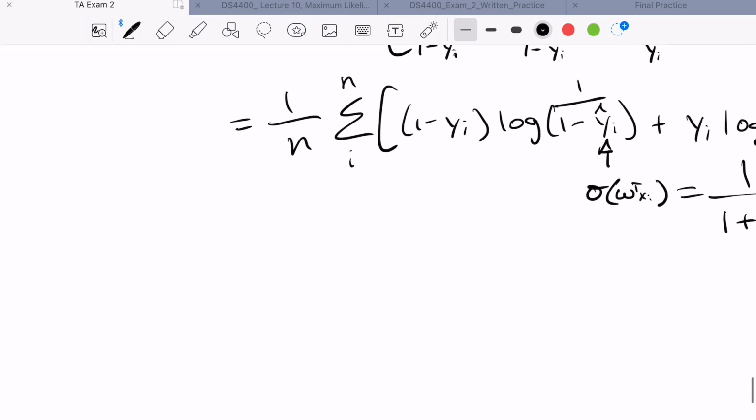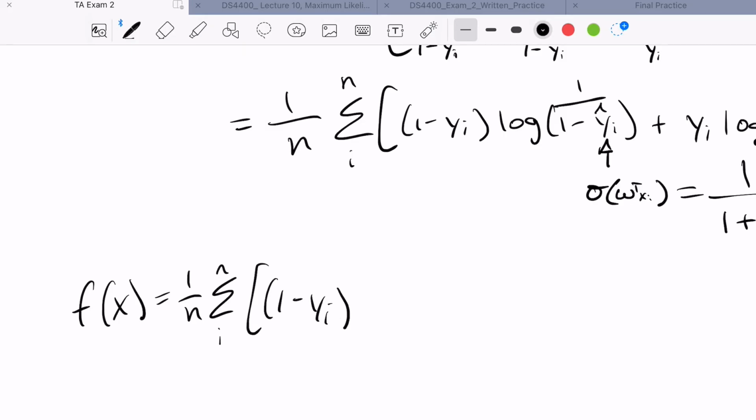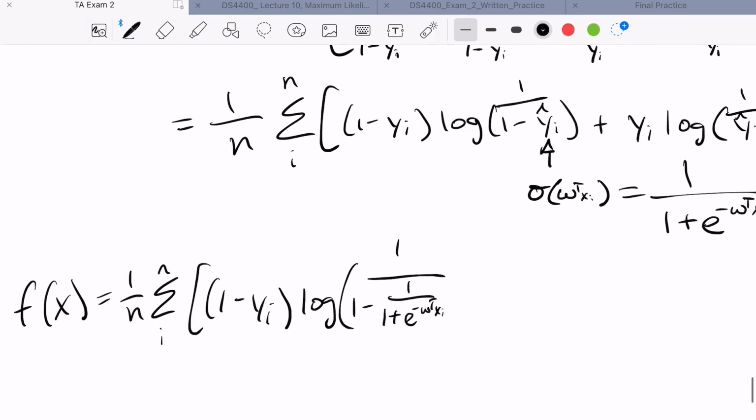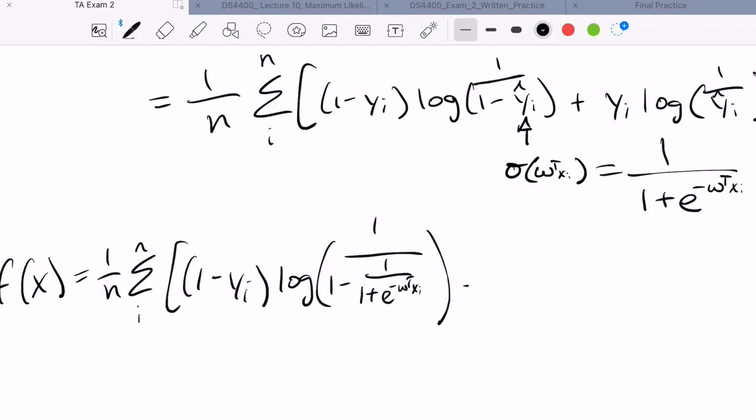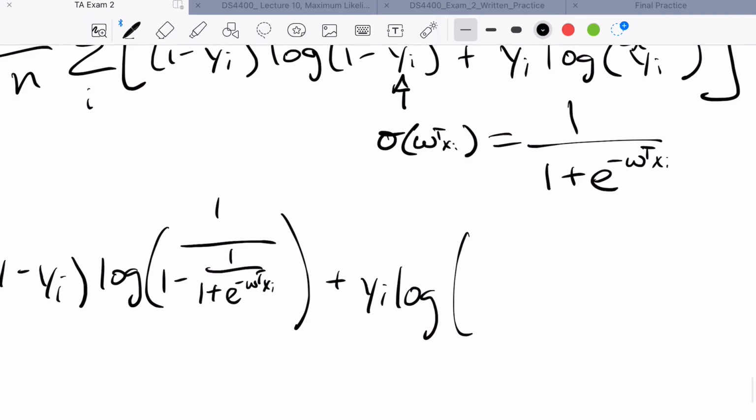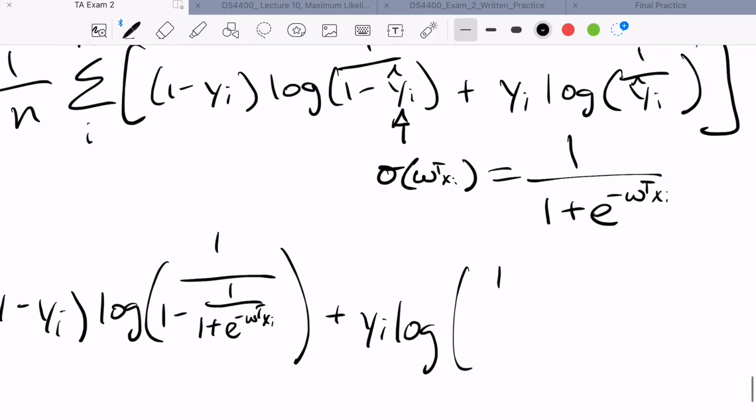So substituting that in, we get f of x is equal to 1 over n sum from i to n of 1 minus yi log of 1 over 1 minus 1 over 1 plus e to the negative w transpose xi, this is going to be a big one, plus yi log of 1 over 1 plus e to the negative w transpose xi.